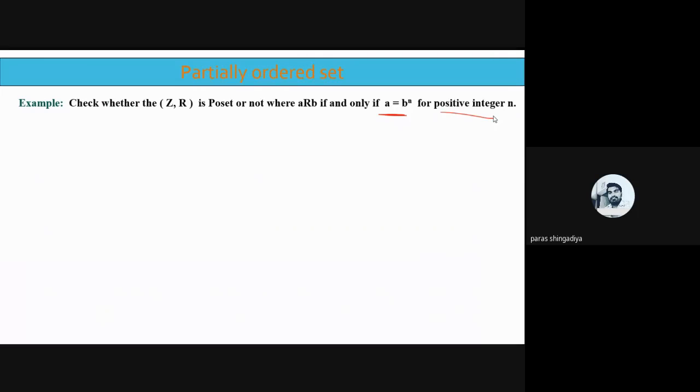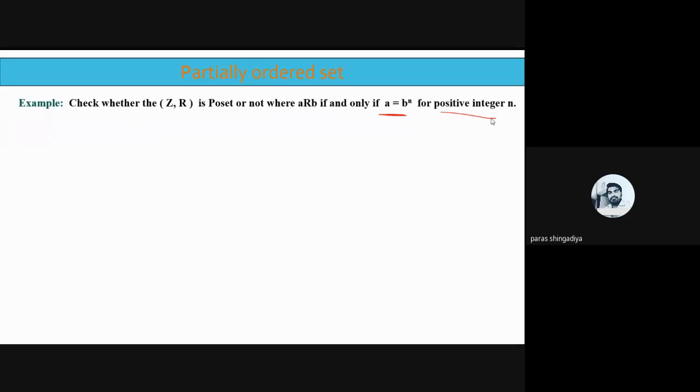So let us prove it, and you can also reply with your answer. Is it reflexive, antisymmetric, and transitive or not? So let us first check whether it is reflexive or not. The condition is here: a, b belongs to Z, and you can consider such a pair (a, b) belongs to R if a can be written as b raised to n for the positive integer n.